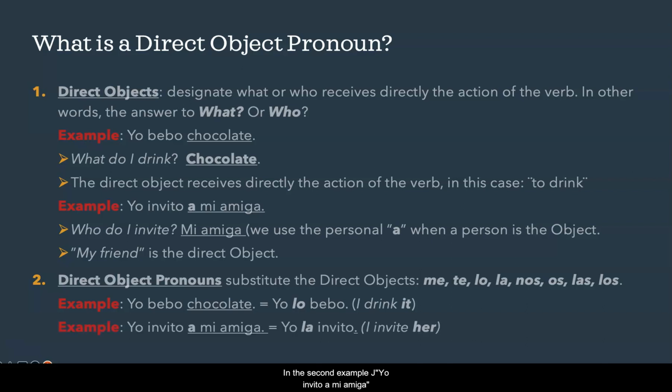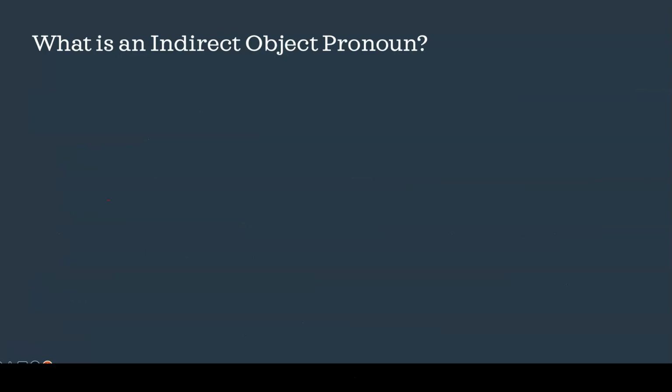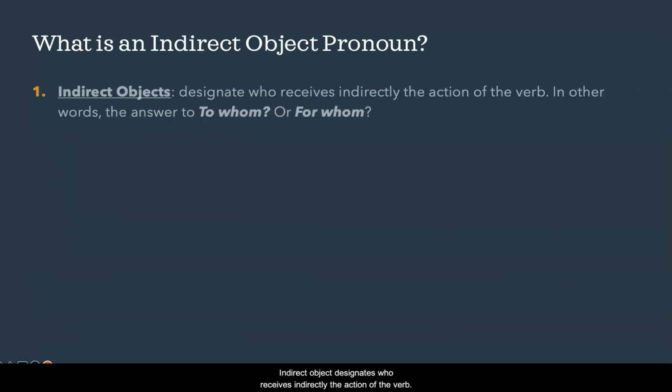In the second example, yo invito a mi amiga, I invite my friend, I'll substitute my friend, which in this case is female, singular. I will use la. Before the verb, I would say yo la invito. I invite her. What is an indirect object pronoun? Indirect objects designate who receives indirectly the action of the verb. In other words, the answer to whom or for whom.